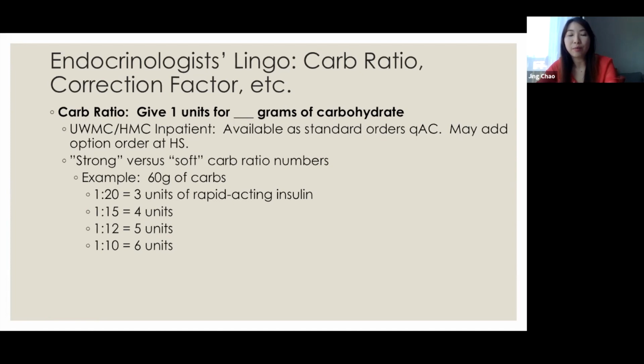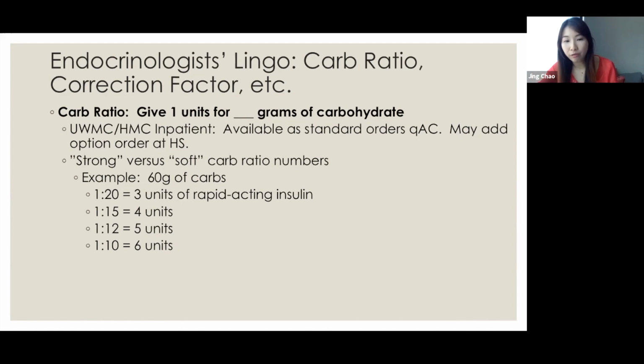Generally, 1 per 15 to 1 per 20 or something higher is considered a soft carb ratio. 1 per 12, 10, 8, those are considered your intermediate strength. And then anything smaller than that, so like 1 per 7, 1 per 5, anything smaller than that is considered strong or high dose carb ratios. Okay, so take an example with a 60-gram carb meal. If you prescribe 1 per 20, that means that the patient will then get 3 units of rapid-acting insulin for a 60-gram meal.